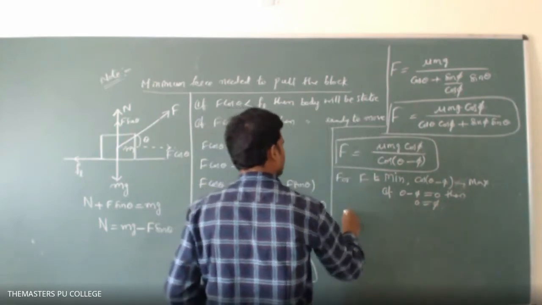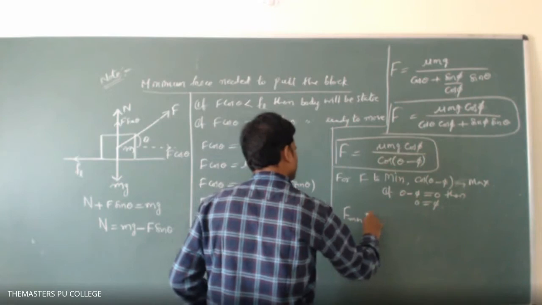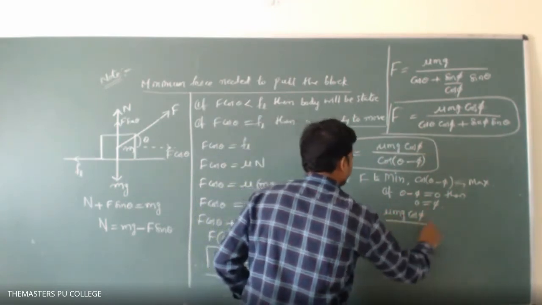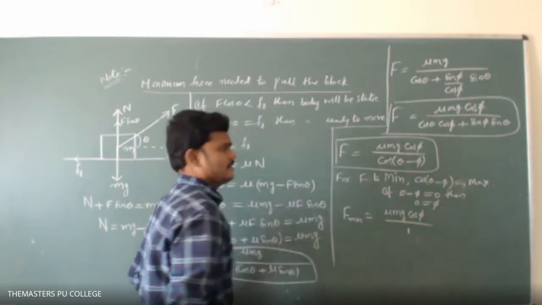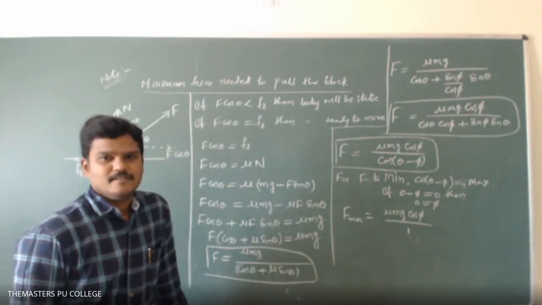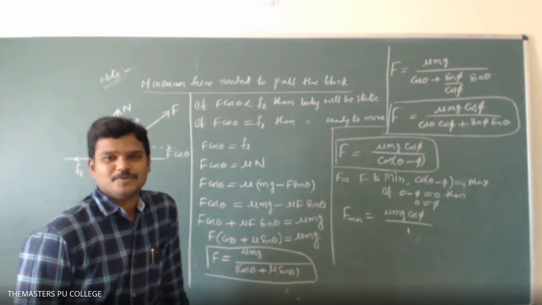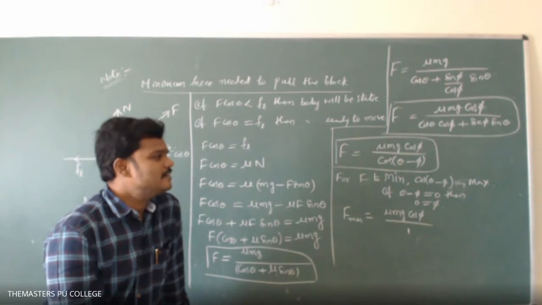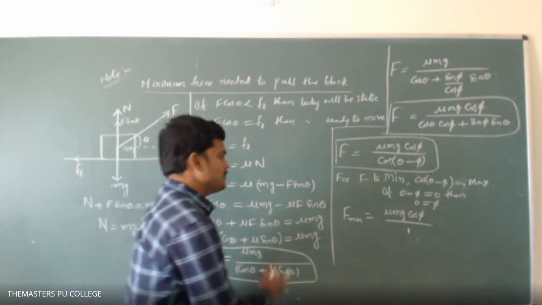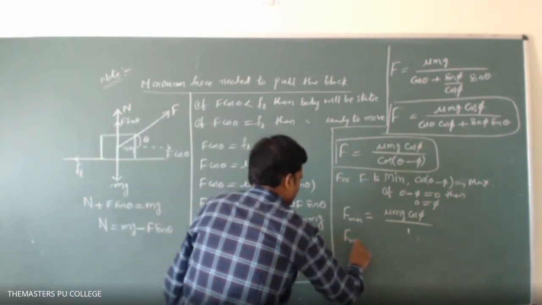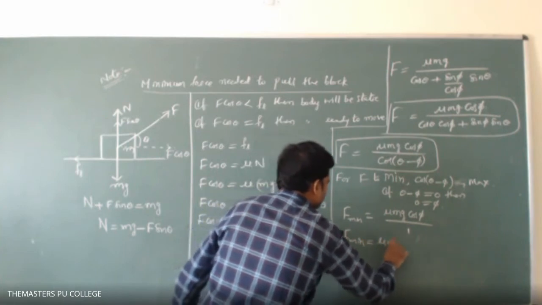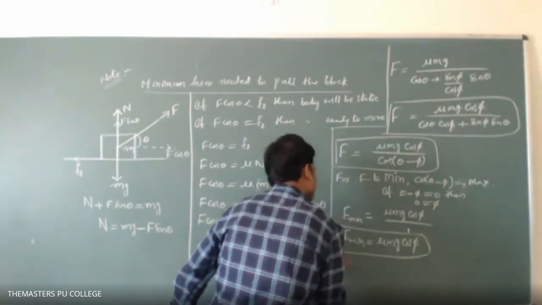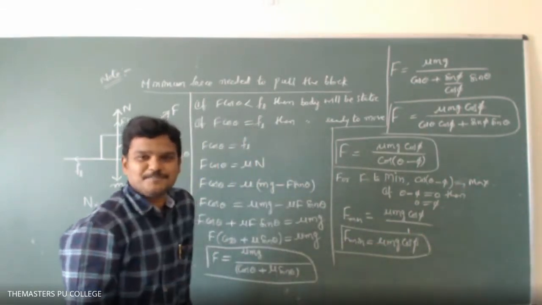So what is the minimum force? F minimum is equal to mu mg cos phi divided by 1. Other values are less than 1, not possible. The highest value of cos is 1 only. Theta and phi are equal. So this is the minimum force. What is the minimum force now? F minimum is equivalent to mu mg cos phi. Any other changes? Can I write this mu as one more, sin phi by cos phi?